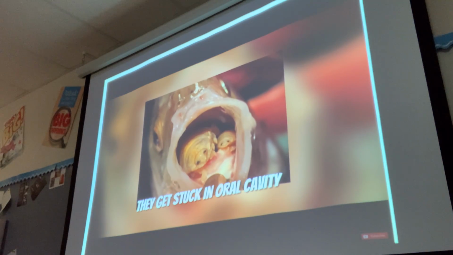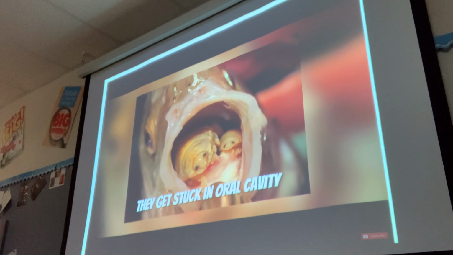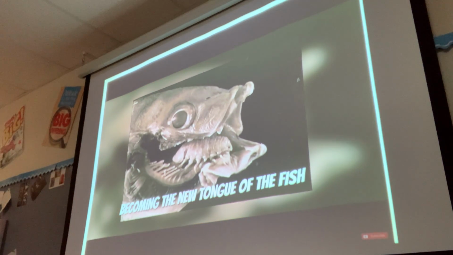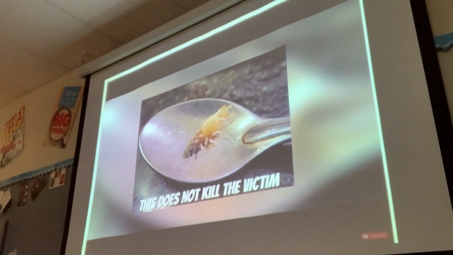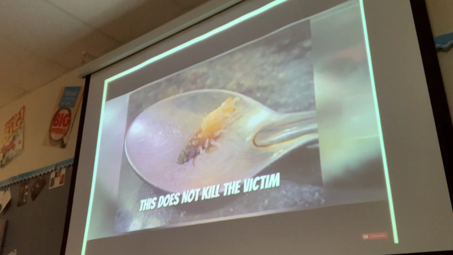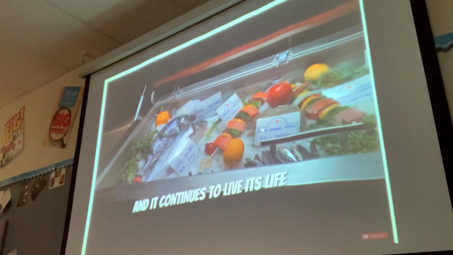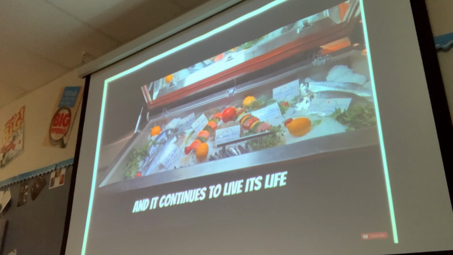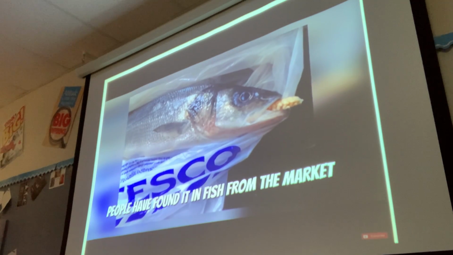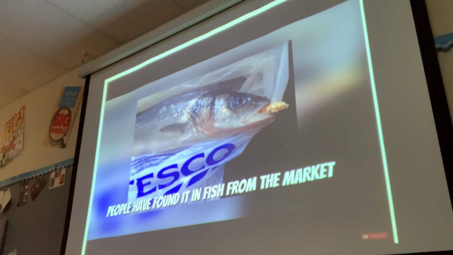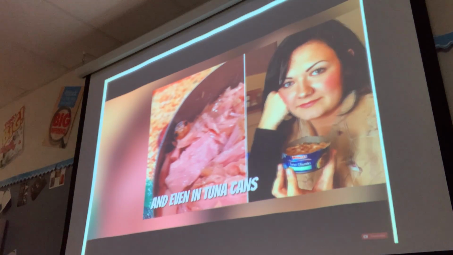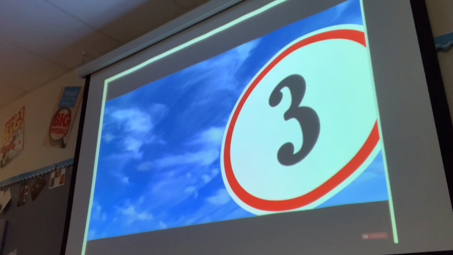At this point, the louse exerts a strong grasp on the oral cavity, becoming, in effect, the new tongue of the fish. This exchange does not kill the victim, which is still able to survive with the parasite, feeding and reproducing, but not in the same way it would without it. There are cases of people who found this little invader in fish purchased at markets and even in tuna cans. Number 3.